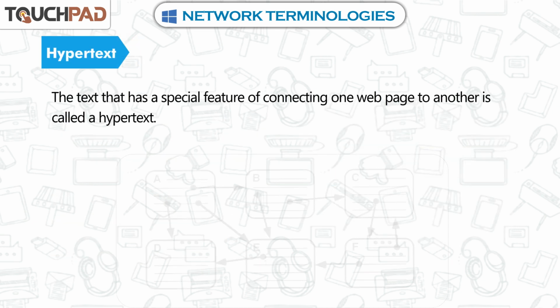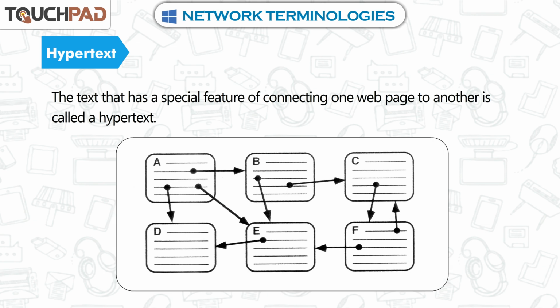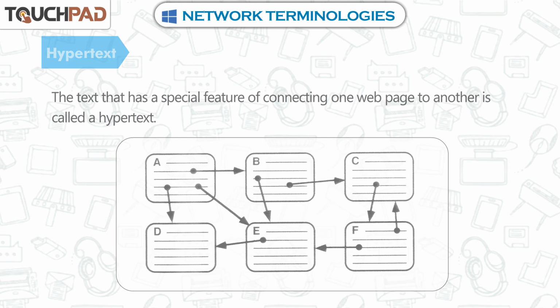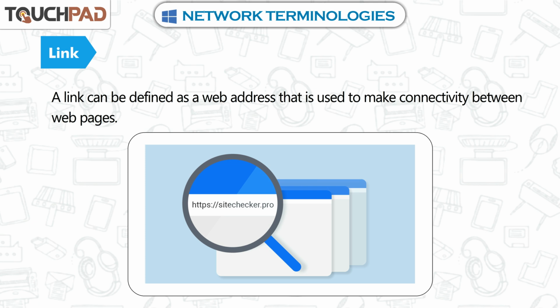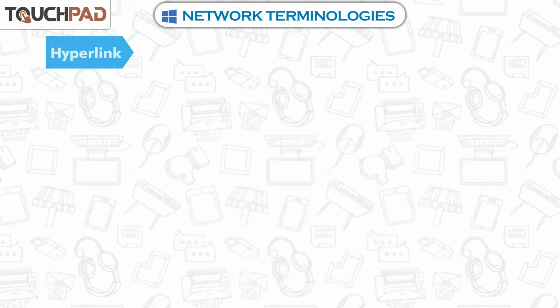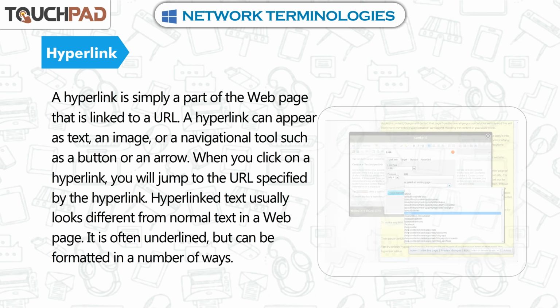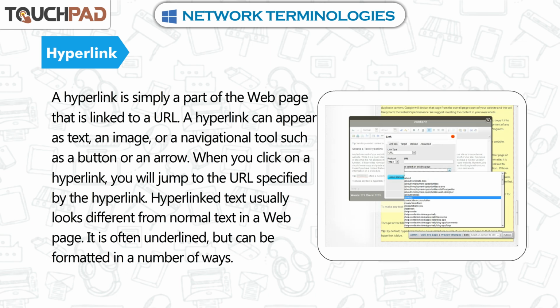Hypertext. The text that has a special feature of connecting one web page to another is called a hypertext. Link. A link can be defined as a web address that is used to make connectivity between web pages. Hyperlink. A hyperlink is simply a part of the web page that is linked to a URL.